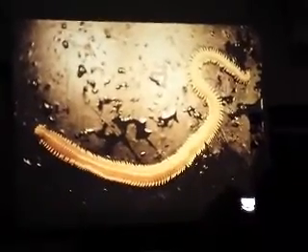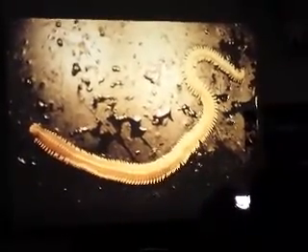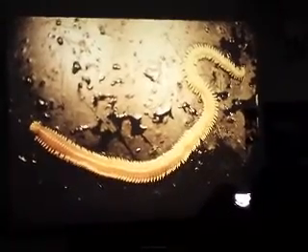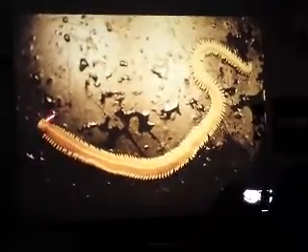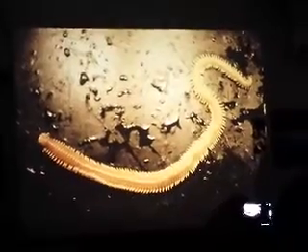I think he's a millipede. Yeah, it looks like a millipede or a centipede, but if you look at the head, it doesn't really have a well-developed head up there. And the appendages are just little flaps with no joints.